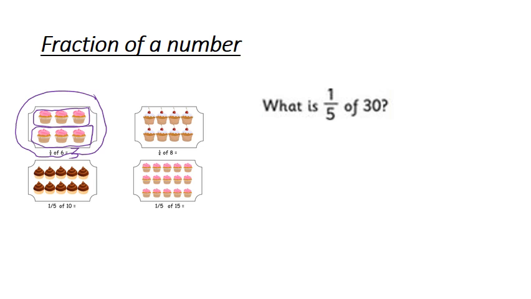So now let us calculate. As a calculation, if I don't have a figure, how do I solve it? You have to know first that every time you see of, it's times. So 1 over 5 times 30. Now you multiply the numerators, you get 30 divided by 5, it's 6. So 1/5 of 30 is 6.